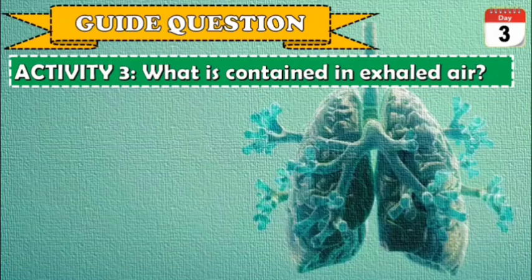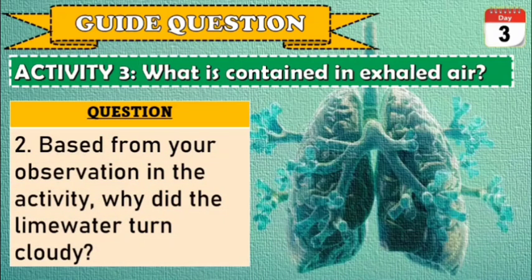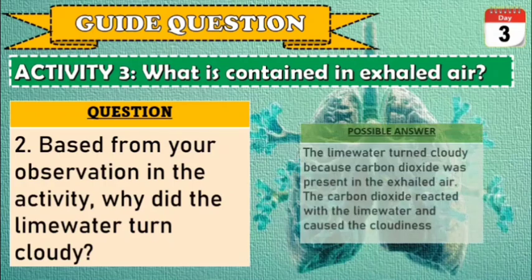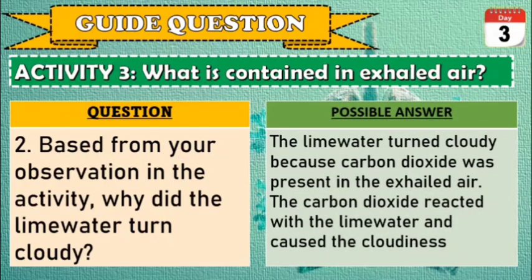Question number 2. Based on your observation and the activity, why did the lime water turn cloudy? The possible answer: the lime water turned cloudy because carbon dioxide was present in the exhaled air. The carbon dioxide reacted with the lime water and caused the cloudiness.